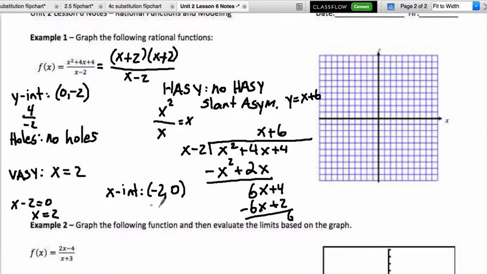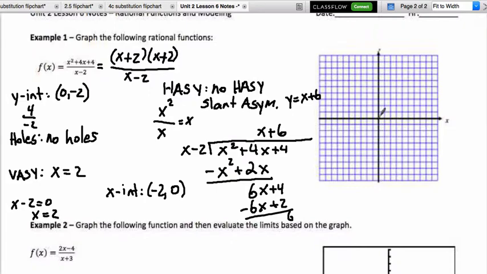Okay, we still need our x-intercepts here, and I already wrote it down, but we're just looking for where y is 0. And keep in mind, y is going to be 0 whenever the numerator is 0. So the numerator is going to be 0 when we have a negative 2 here. So I came up with negative 2, 0 for my x-intercept. All right, I have all the parts except for maybe some additional points, but let's see what we have and see where we need those points to be.